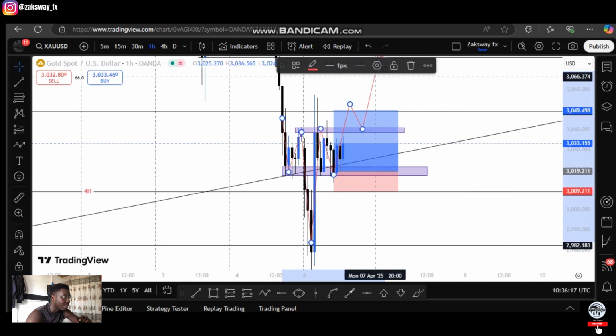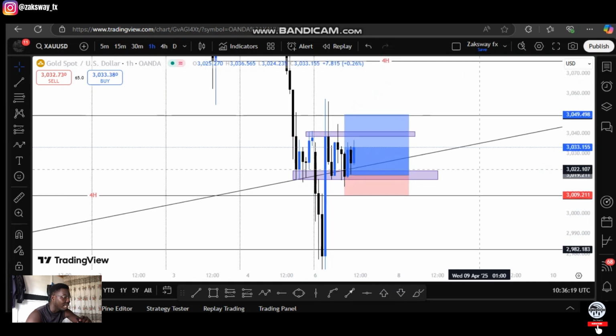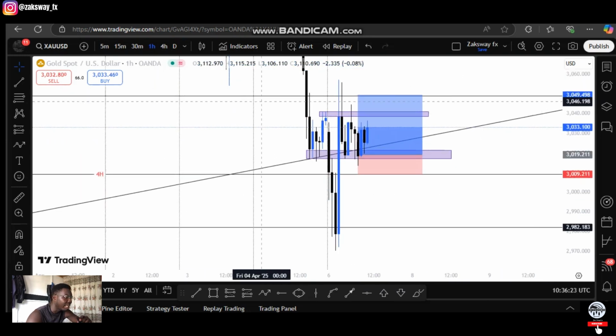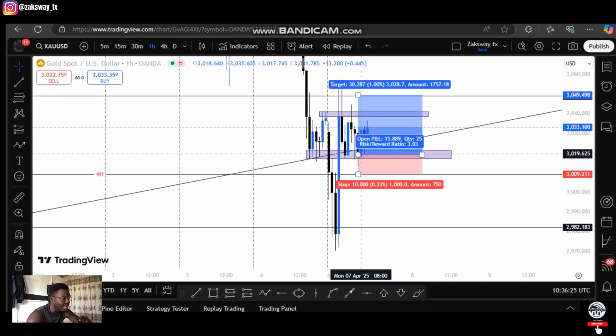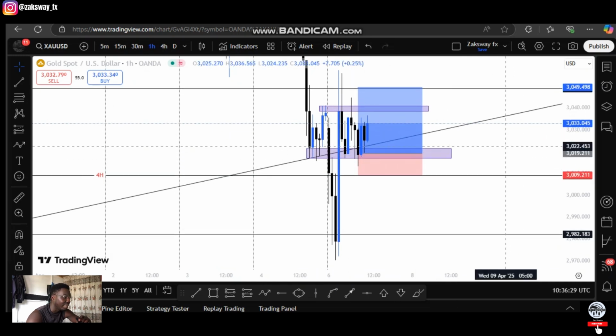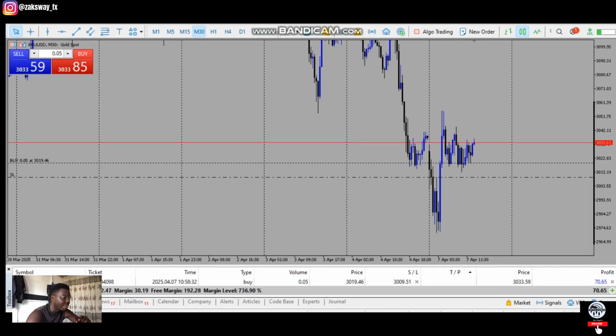That's what I'm looking at on gold today. I waited for price to come back all the way into the zone for me to get an entry, and I entered the trade. Price did its own thing a little bit, and then it started moving in the direction I anticipated. Now we are up in blues.